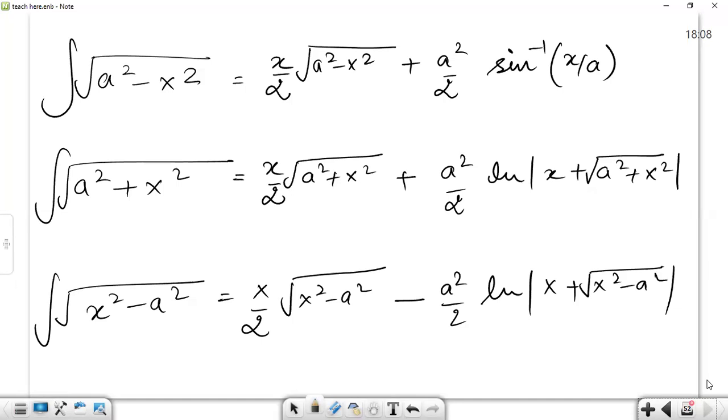And keep one thing in mind when learning these formulas: observe the pattern. There is some logic behind these formulas. So observe the logic, and then you'll be able to remember them better.